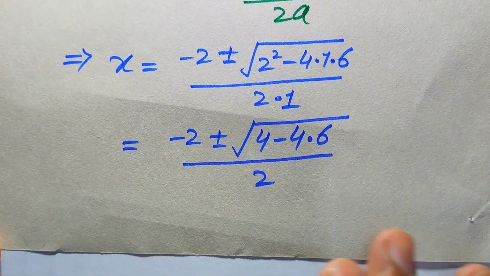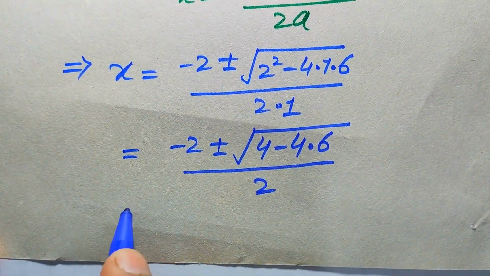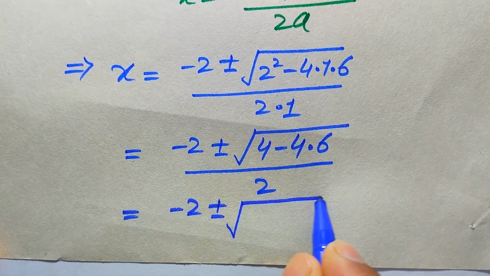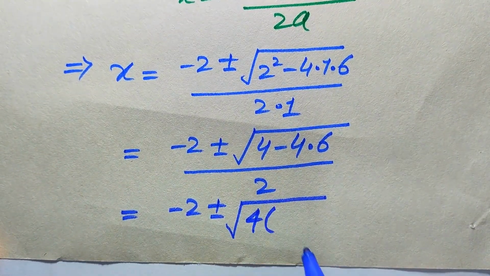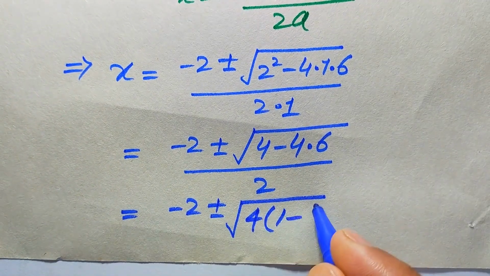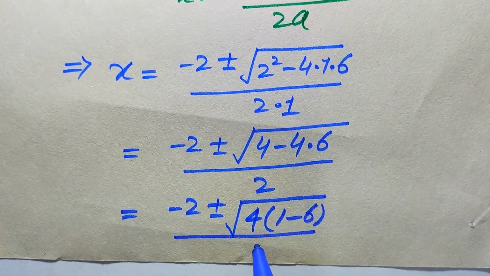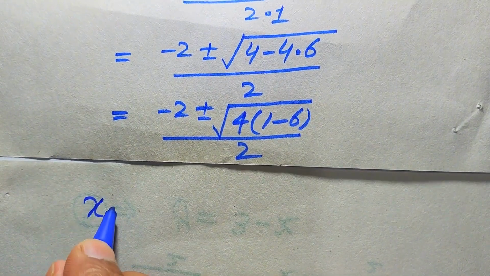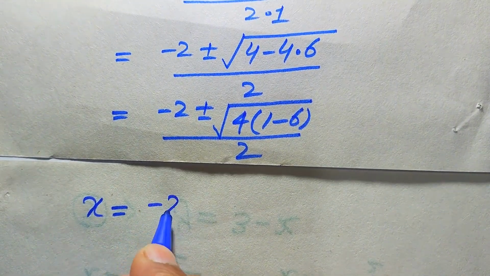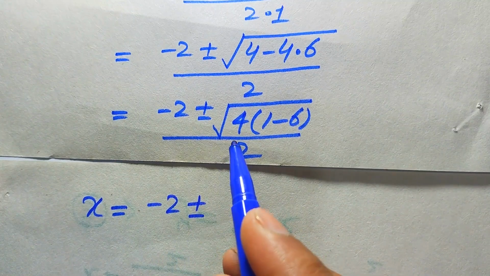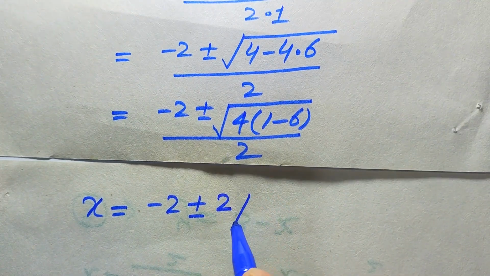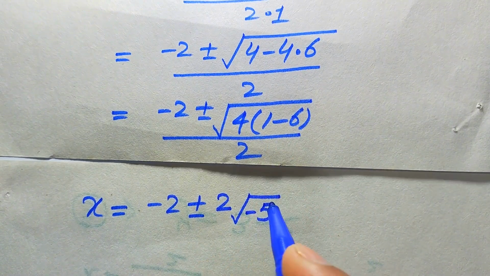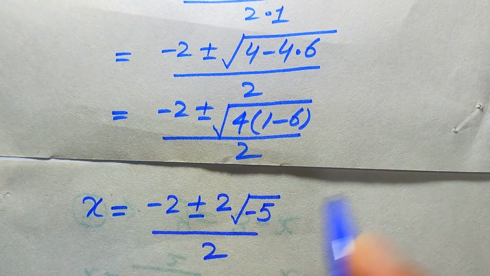And now in the next step, we need more simplifications, and it will be written as minus 2 plus minus. Here we need to take common 4 inside the square root sign, and we get the remaining values 1 minus 6, and it is divided by 2. And now further in the next step, we have x is equal to minus 2 plus minus. We know that the square root of 4 becomes 2 into square root of 1 minus 6, and 1 minus 6 becomes minus 5, and it is divided by 2.